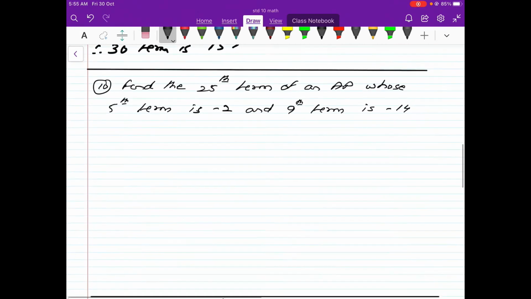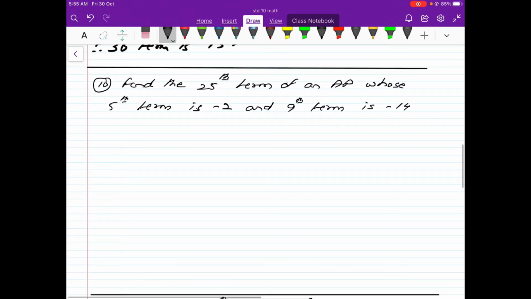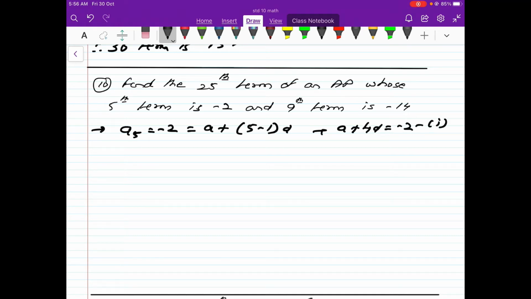Now we go for the next one. Find the 25th term of an AP whose 5th term is minus 2 and the 9th term is minus 14. So we will be applying the same methods. What is the 5th term given to us? A5 is given to us as minus 2, but by formula it is a plus n minus 1, so here n is 5 because it is the 5th term, 5 minus 1 into d. So this becomes a plus 4d is equal to minus 2. This is our first statement.